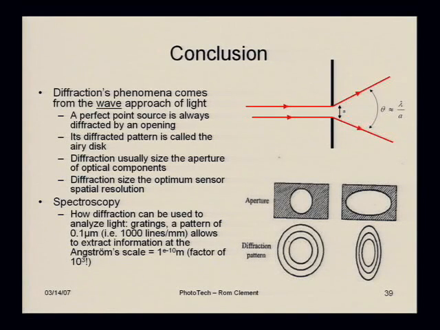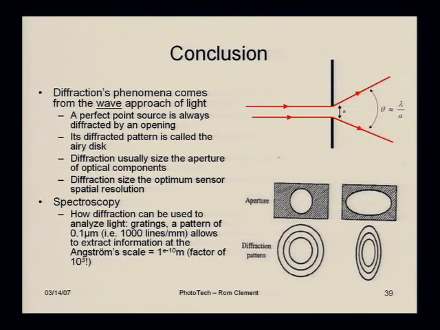So the first thing I would like to highlight is that diffraction just comes from the wave approach of light. That's the reason why it's also working for sound. A perfect point will unfortunately always be diffracted because we have an aperture; in all the devices that we're using, there is a finite aperture in all the optical components.